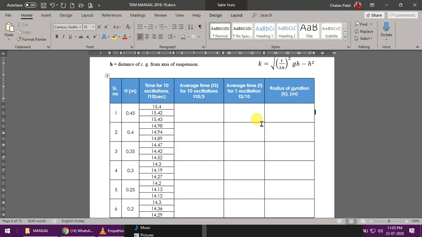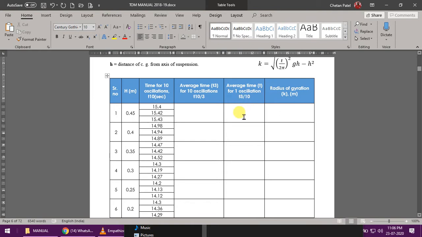In this video, we'll see two things together. We'll learn how Excel can be used to plot the graph to find the intercept of the x and y axis. Also, we'll learn how to find the slope. And at the same time, we'll learn how data can be checked for one of the experiments of theory of machines, especially for the compound pendulum.